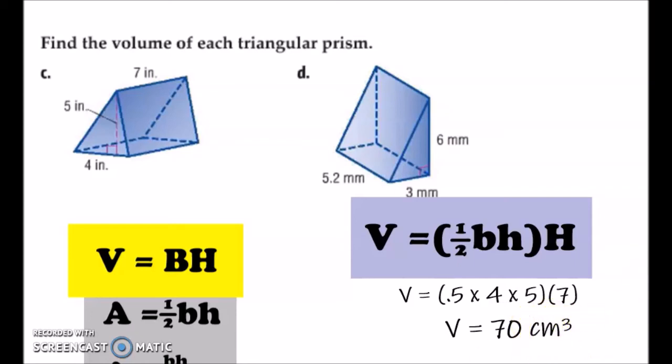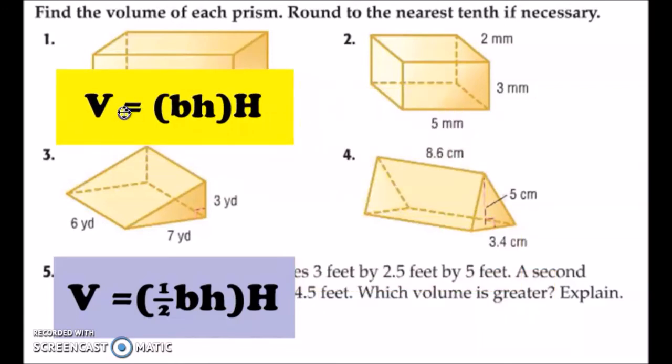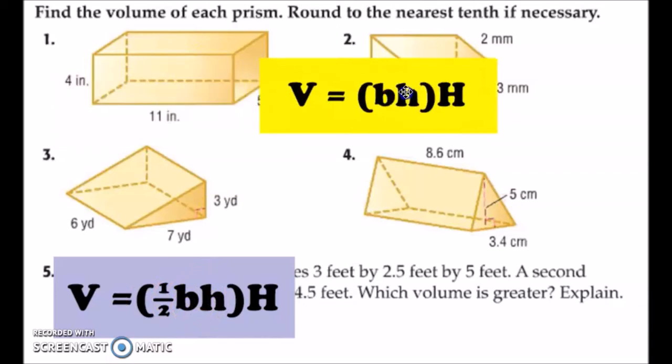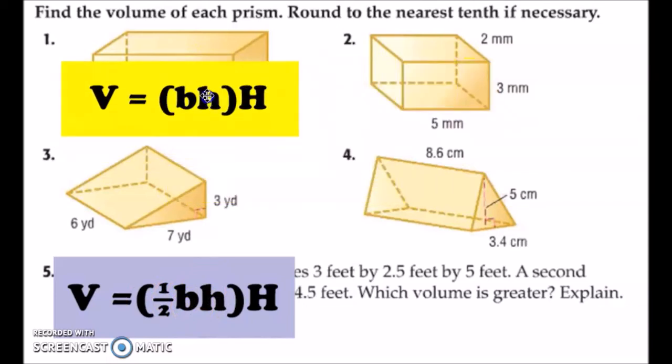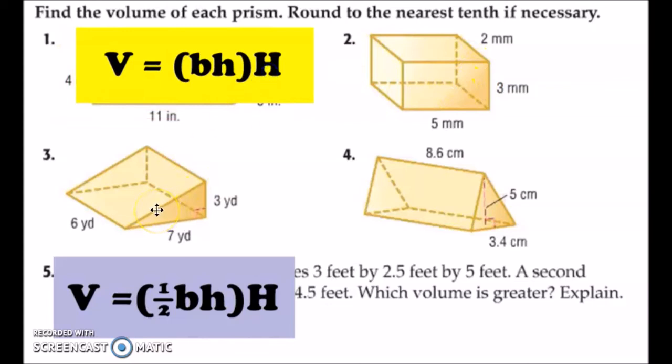Okay, moving on. Here are some of your problems for your homework. Notice that this one right here would be for a rectangular prism, and this one right here would be for the triangular base prism. So at the top, 1 and 2 are a rectangular base. We're going to do number 2, and then I think we're going to do number 7.